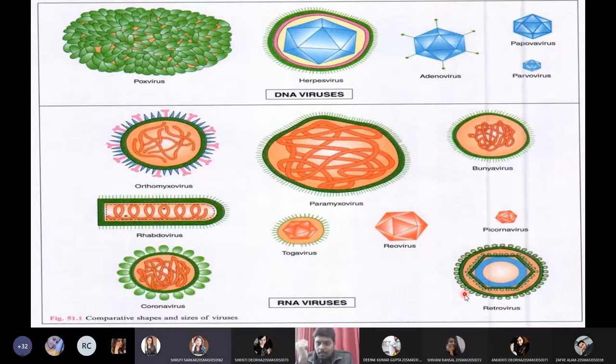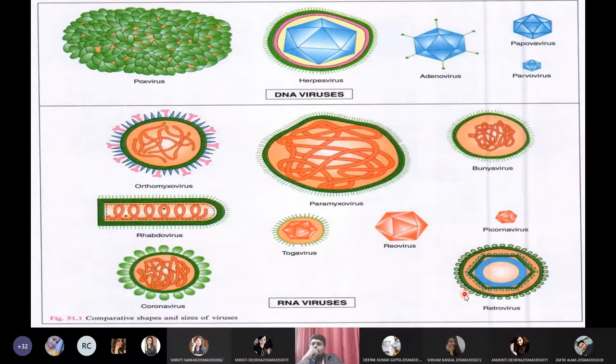Herpesviridae. Very good. Then what about varicella zoster? Varicella zoster belongs to gamma. Gamma class of Herpesviridae, varicella zoster. Then what about Epstein-Barr virus? Herpesviridae alpha. Very good.